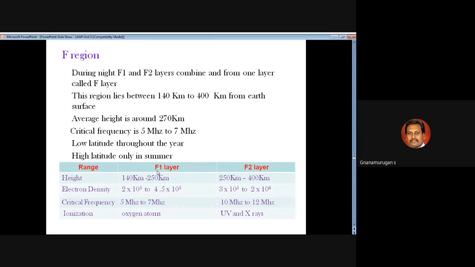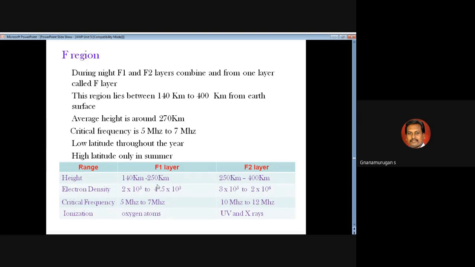The differences between the F1 layer and the F2 layer are height, electron density, critical frequency, and ionization. The height of the F1 layer is 140 kilometers to 250 kilometers. The F2 layer height is 250 kilometers to 400 kilometers. The electron density of the F1 layer is 2 into 10 to the power of 5 to 4.5 into 10 to the power of 5, and the F2 layer electron density range is 3 into 10 to the power of 5 to 2 into 10 to the power of 6. The critical frequency range of the F1 layer is 5 megahertz to 7 megahertz, and the F2 layer critical frequency range is 10 megahertz to 12 megahertz.